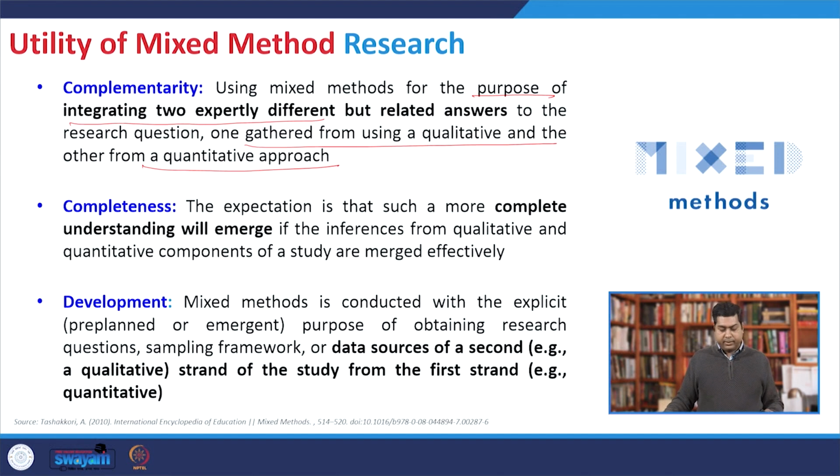Next pointer is completeness. The expectation is that out of mixed method, a more complete understanding will emerge if the inferences from the qualitative and quantitative components of the study are merged effectively. When we say that I just use a quantitative research approach, one may ask that you are missing the subjectivity, because everything is measurable, it has too much objectiveness, but subjectivity is missing. Some of the behavior which is more subjective in nature of the respondent or your target user is not being captured.